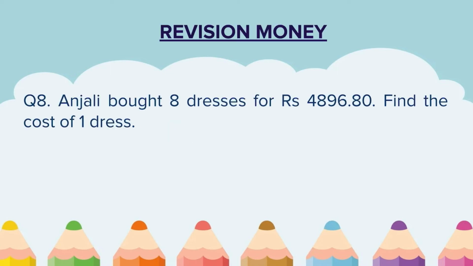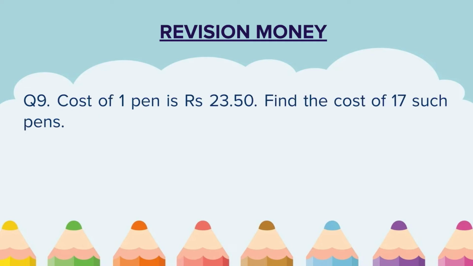Let's look at that example. Question 8. Anjali bought 8 dresses for rupees 4896.80. Find the cost of 1 dress. So, cost of 8 dresses is given to you. You have to find the cost of 1 dress. Identify which of the basic operations you will use and then do it. Question 9. Cost of 1 pen is rupees 23.50. Find the cost of 17 such pens. In this question, cost of 1 pen is given to you and you have to find the cost of 17 pens.